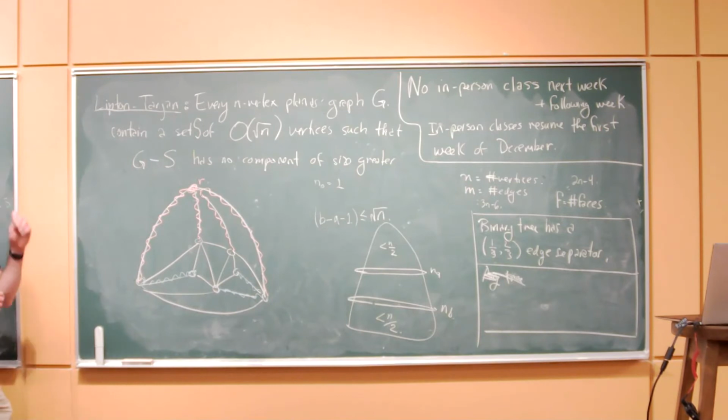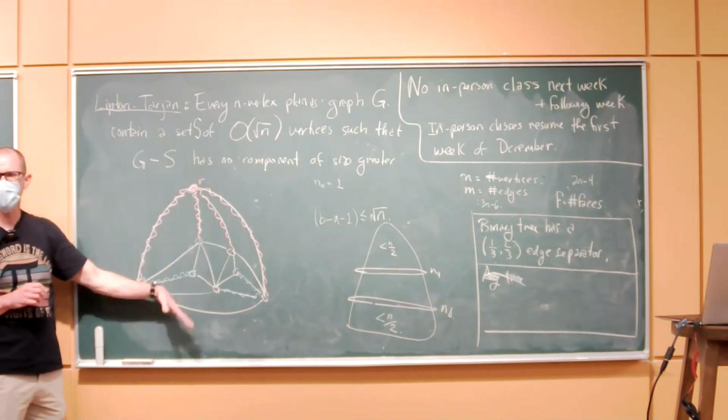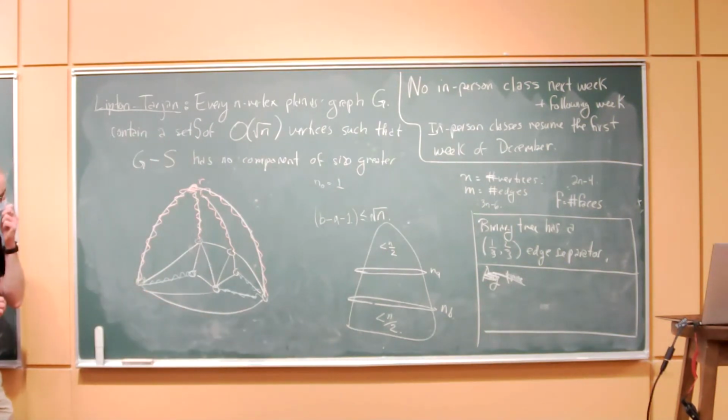Let's think a little bit about this. So my graph has no cycle. The spanning tree has no cycles because it's a spanning tree. The breadth-first search tree has no cycles.